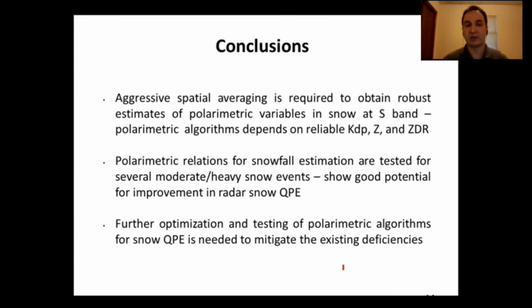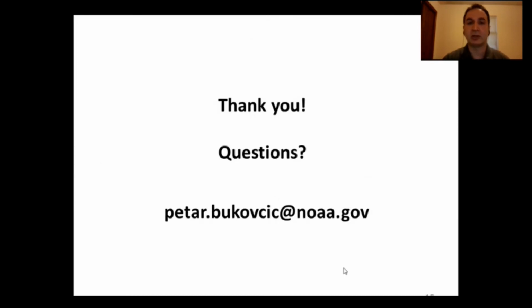As we saw from this presentation, polarimetric relations for snow estimation were tested for several moderate or heavy snow events, and they show very good potential for improvement in radar snow QPE. But further optimization and testing of these algorithms is needed to mitigate the existing deficiencies. With this, I will conclude my talk, thank you for your time, and any questions are welcome.